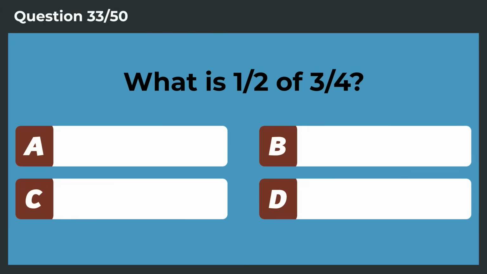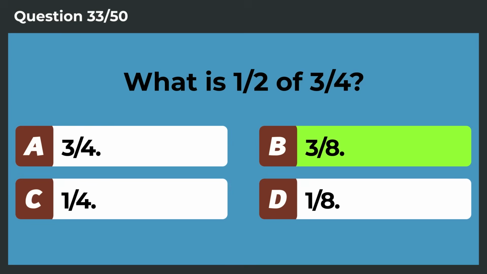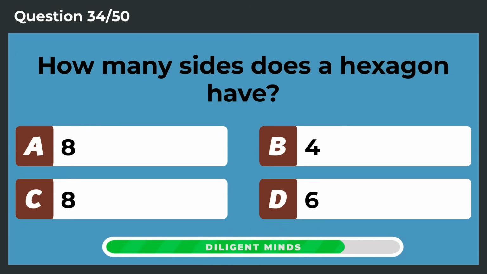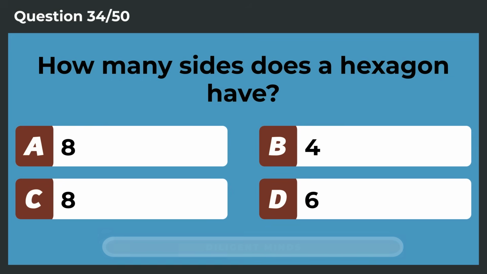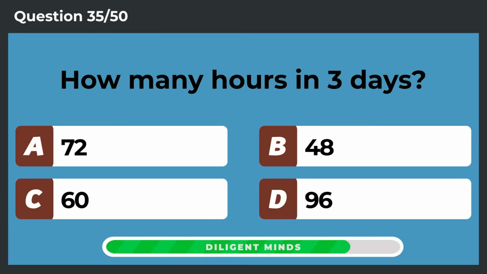What is 1/2 of 3/4? 3/8. How many sides does a hexagon have? 6. How many hours in 3 days? 72.